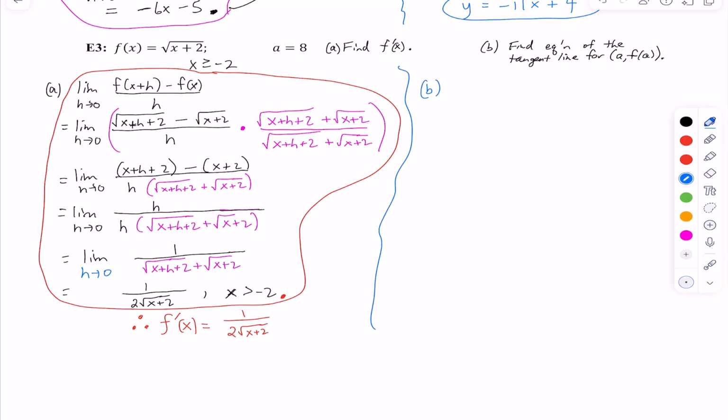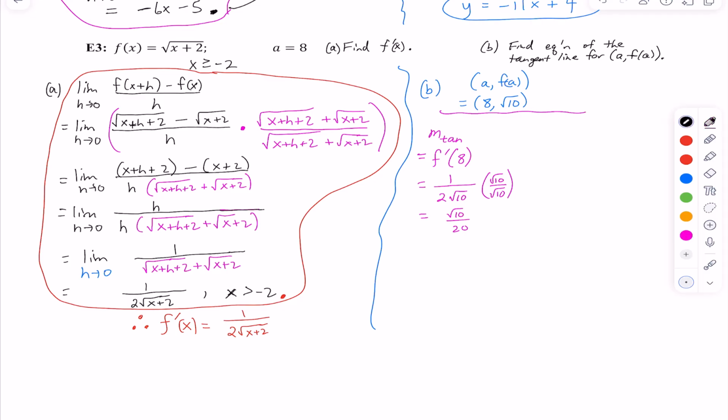So part B, we've got to figure out what (a, f of a) is. Just by inspection, you'll see that (a, f of a) is that ordered pair. Now, what is the tangent line? I should say, what is the slope of the tangent line? That is really the derivative evaluated at 8. And if you feel like rationalizing this, feel free. So there's the slope, and then we have the ordered pair.